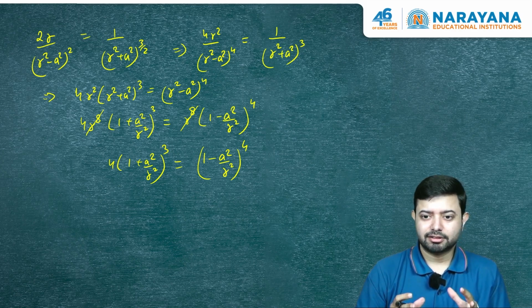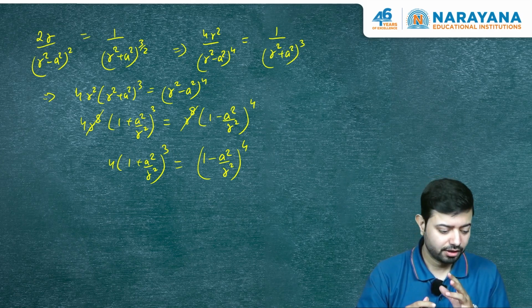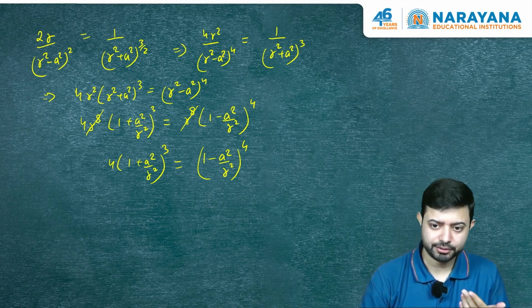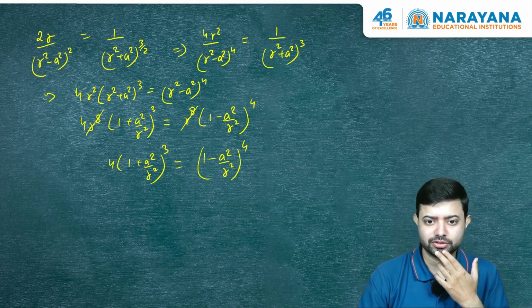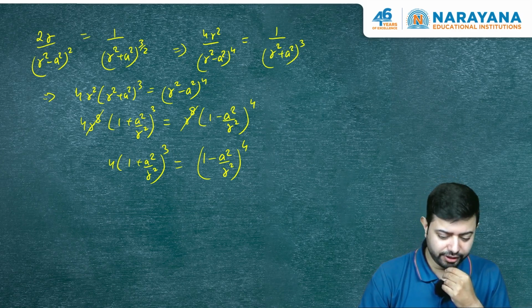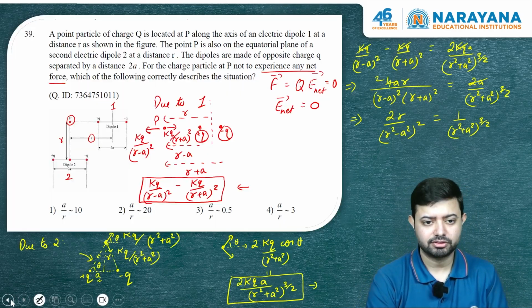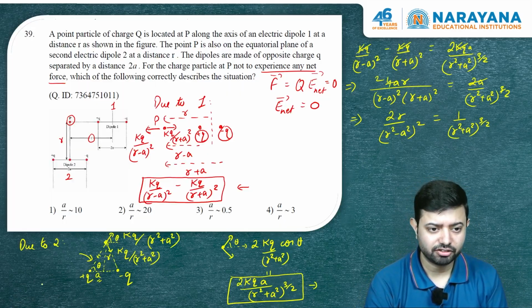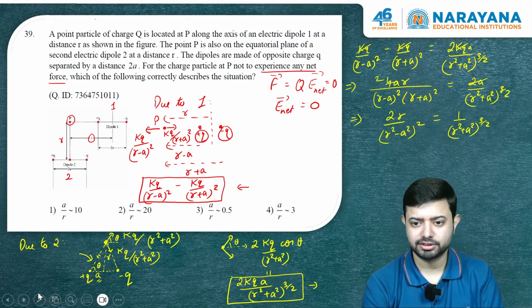This question is actually challenging your smartness. What you can do is think of the options, and it is all about choosing the best possible option. So, if I take the options one by one over here, what are the options? One is A by R is approximately 10, A by R is approximately 20, A by R is approximately 0.5, or A by R is 3. These are the options.